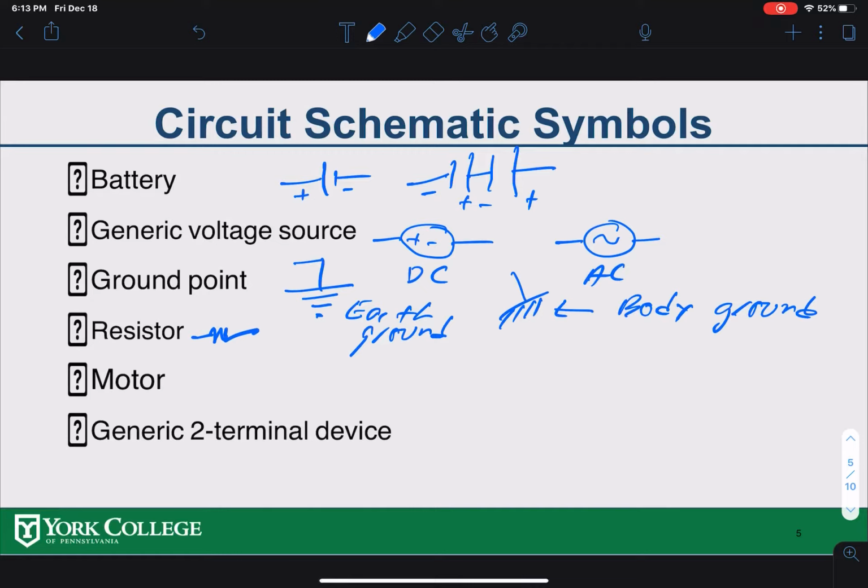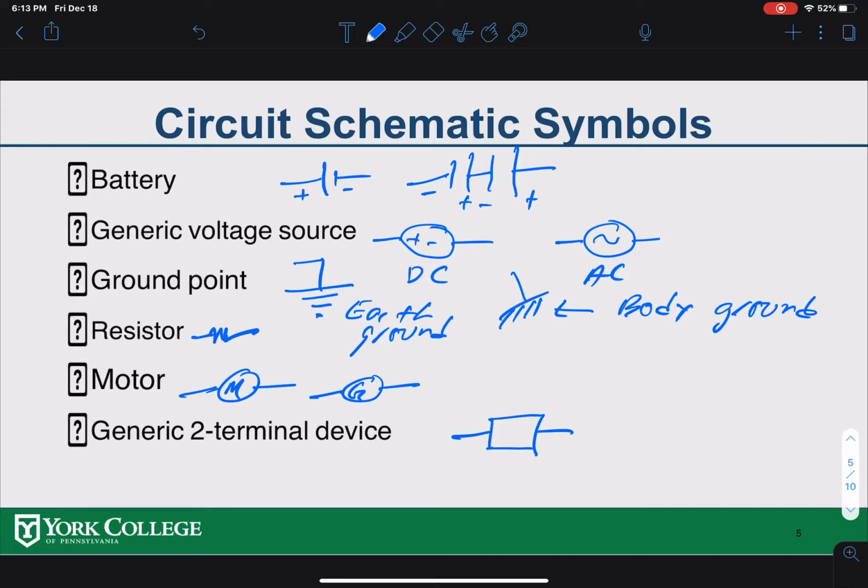And resistor, the symbol right there, that's the resistor symbol. Motor is basically a round circle with an M there. And the generator has the same thing; you put a G in there for generator. Generic 2-terminal device: you have a device that only has 2 terminals. So that would be a generic 2-terminal device for you.